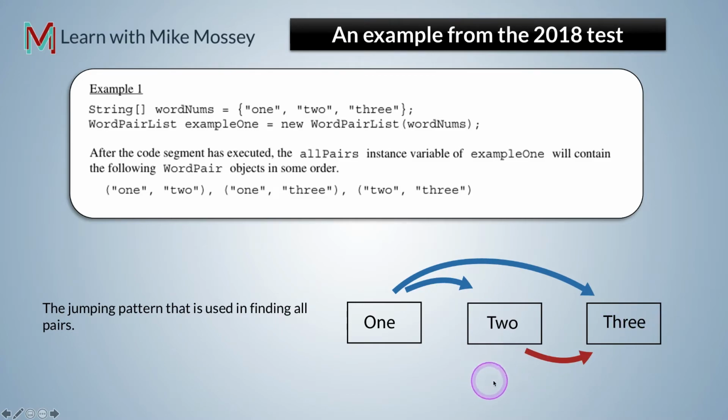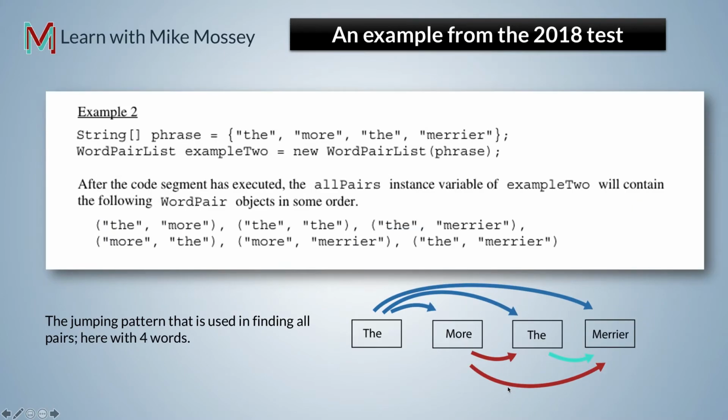Then we find all pairs with 2 in them, and that's the short red arrow. There's only one word left, so there's only one red arrow. We don't need to consider 3 at this point because we've already made pairs with every other word. This jumping pattern is a way of making the algorithm visual and physical. I'm sure you'll agree this is a lot more clear than the math language they used.